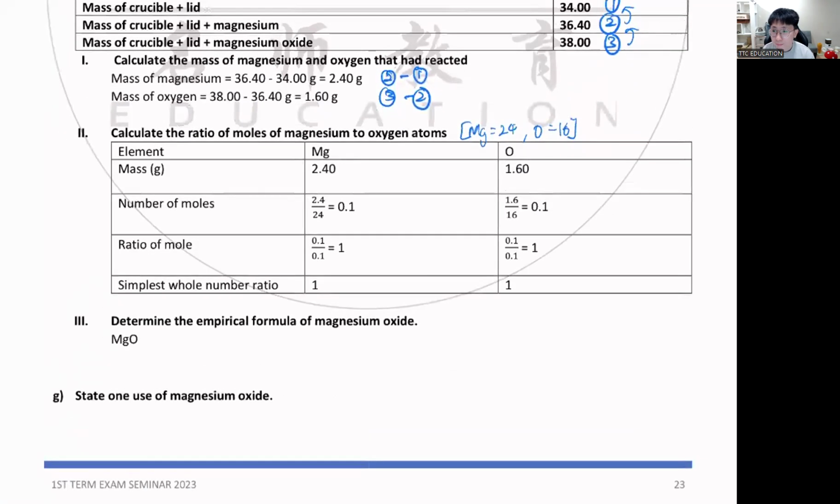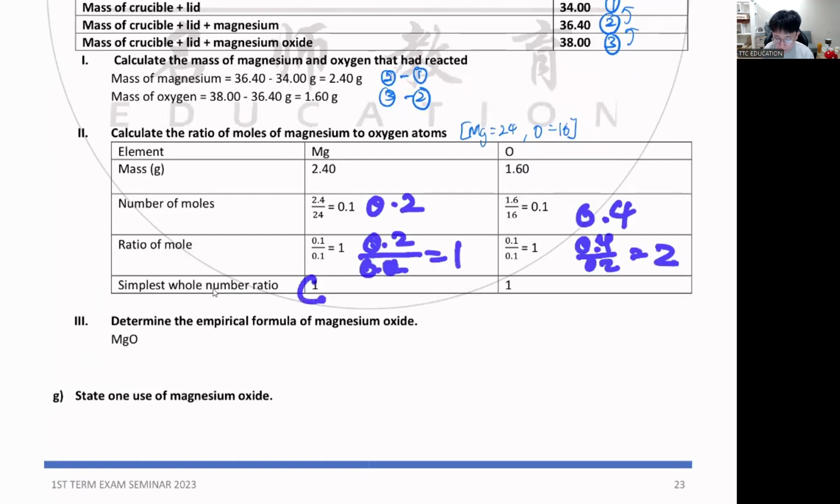Do we need to write both the ratio of mole and the simplest ratio? Yes, you have to write both, because not all the time it is 1:1. Maybe sometimes you're going to get 0.2 and 0.4. Then the ratio here will be 0.2 divided by 0.2, and here 0.4 divided by 0.2. Here you get 1, here you get 2, so you get 1 and 2.